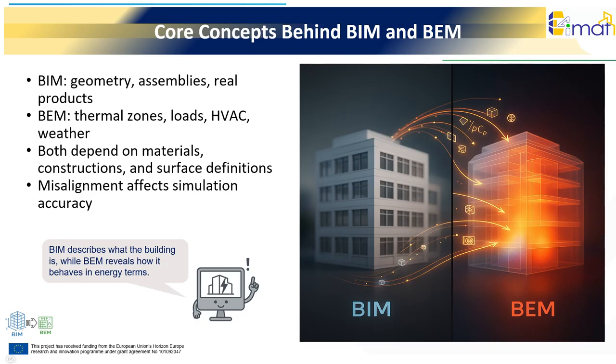What both domains rely on, whether explicitly or implicitly, are materials, constructions, and surfaces. These elements define how heat moves through the building and how accurately simulations represent real behavior. When BIM and BEM describe these elements differently, especially materials, we get misalignment in results. Keeping these ideas in mind will help clarify why material characterization becomes a critical link in any interoperability workflow.